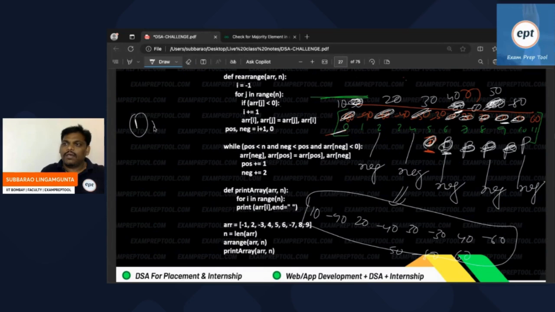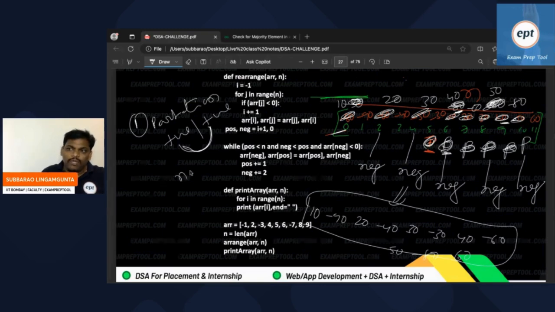First step, apply partition. The pseudo code is: apply the partition algorithm, meaning negatives on one side, positives on one side. Afterwards, swap these two. Negative will increment by 2. Positive will increment by 1. That's it. Then you will get the result after the partition algorithm is over, right?